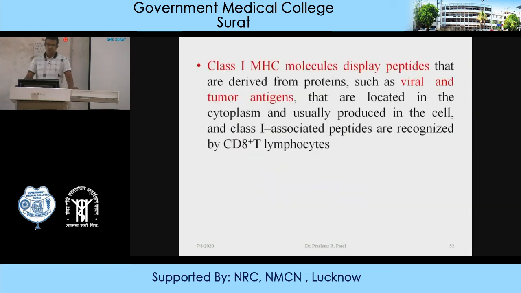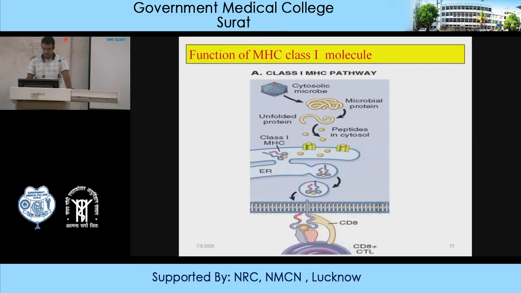The class 1 MHC molecules display peptides that are derived from proteins such as viral and tumor antigens, which are located in the cytoplasm and usually produced in the cells. These class 1 associated peptides are recognized by CD8 plus T lymphocytes. So this is the diagram which shows the function of the class 1 MHC molecule.